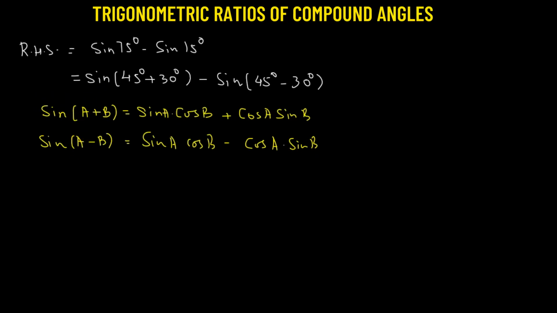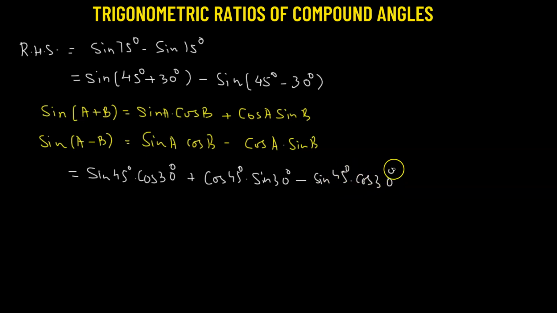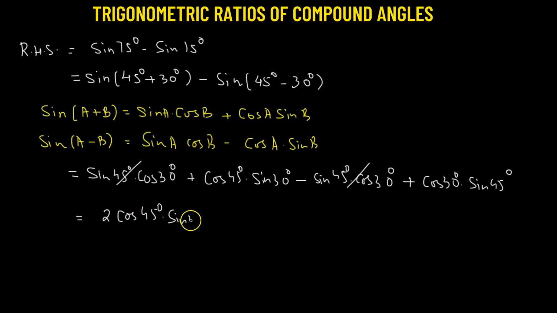So let's use this formula. Our first term is now going to become sine A, which is 45 degrees, multiplied by cosine B, which is 30 degrees, plus cosine 45 degrees times sine 30 degrees. Then we have negative of sine 45 minus 30 degrees. That's going to give us sine 45 degrees times cosine 30 degrees. Now we have negative sine 30 cosine 45, so it will become positive cosine 30 times sine 45 degrees. Now the first term and the third term cancel out. We're left with 2 times cosine 45 degrees times sine 30 degrees.